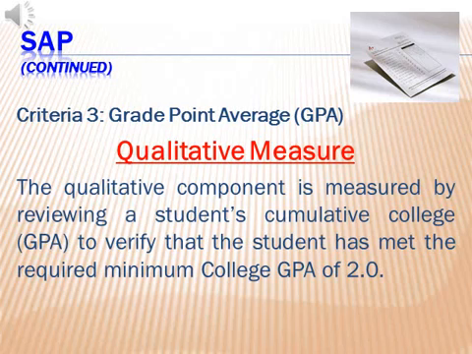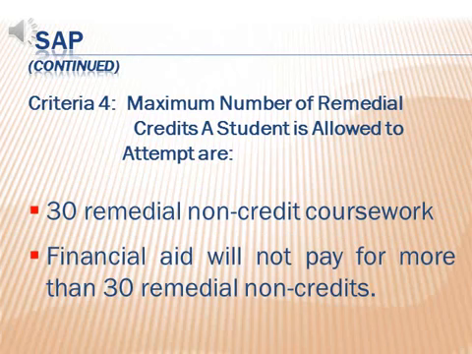SAP continues. Criteria 3. Grade point average, called the GPA. Qualitative measure. The qualitative component is measured by reviewing a student's cumulative college GPA to verify that the student has met the required minimum college GPA of 2.0. SAP continues. Criteria 4. Maximum number of remedial credits a student is allowed to attempt are 30 remedial non-credit coursework. Financial aid will not pay for more than 30 remedial non-credits.